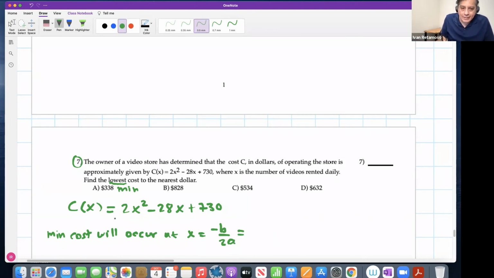Try this, guys. A equal to 2, B equal negative 28, right? Substitute this, get the input value. With that input value, substitute it into your cost formula. And that should be the minimum cost, right? Minimum cost.